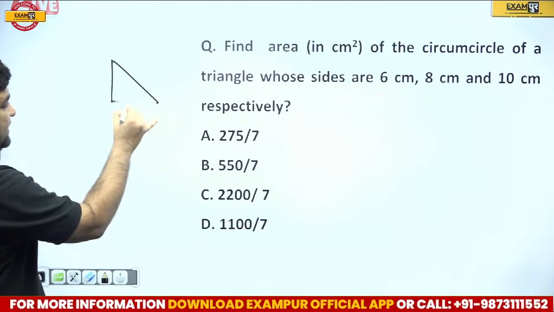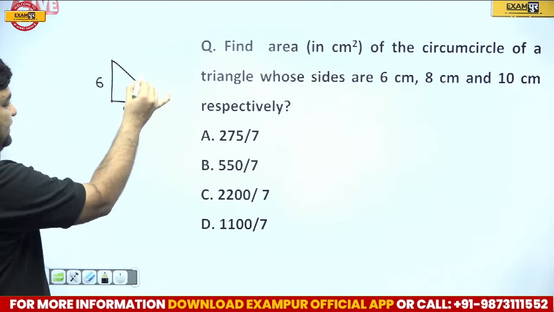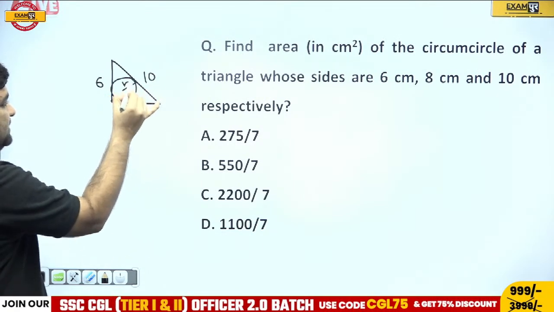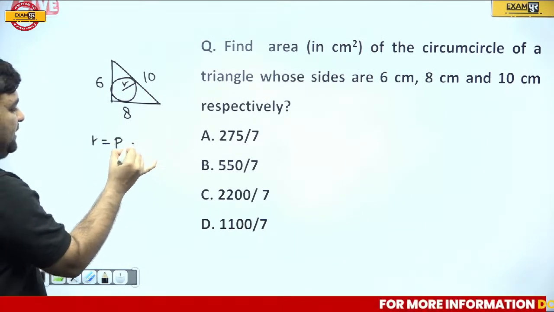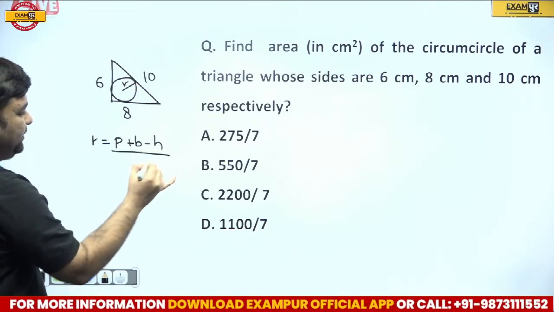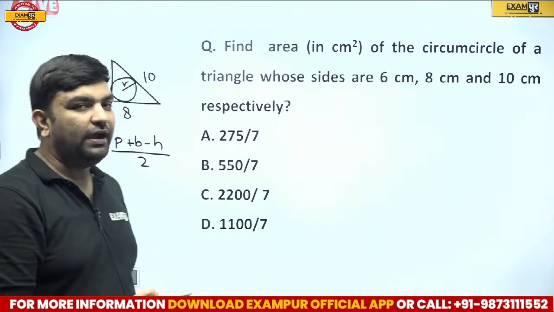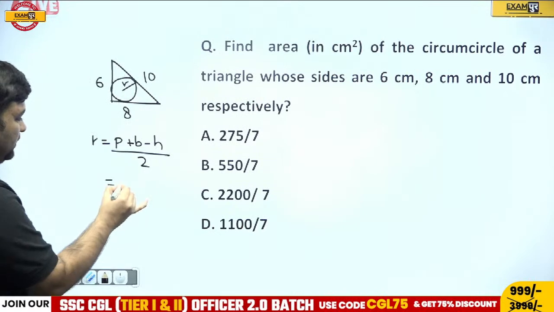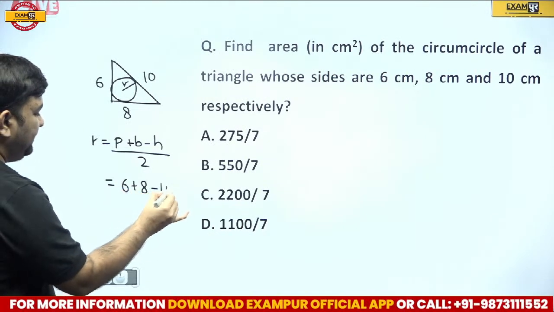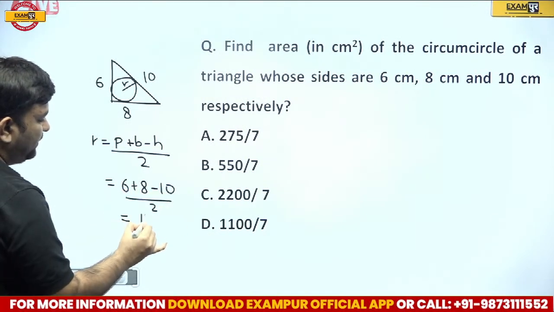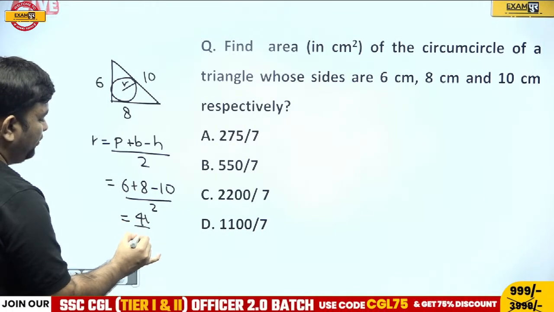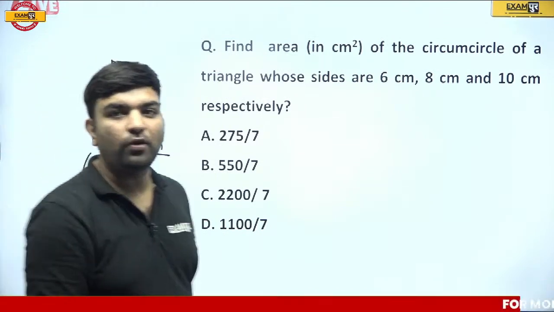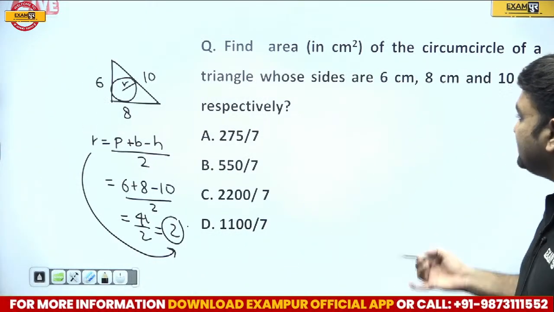6, 8, 10 is a right angle triangle. The radius of the incircle is P plus B minus H divided by 2. 6 plus 8 minus 10 divided by 2. 14 minus 10, 4 by 2. 2 is the in radius.